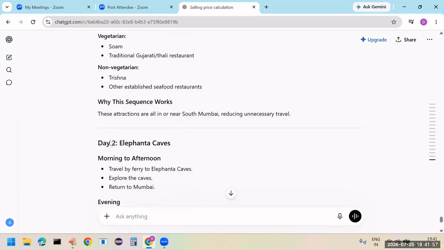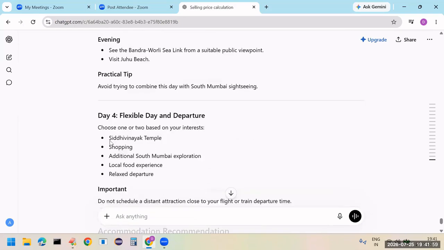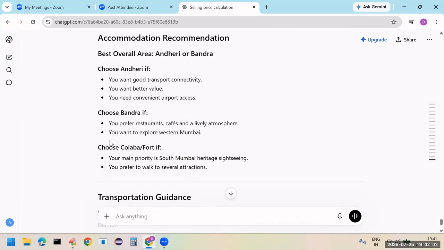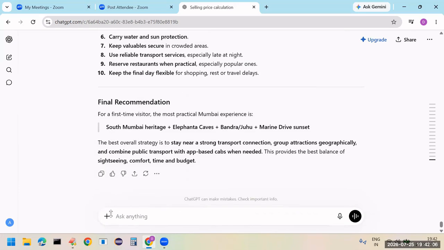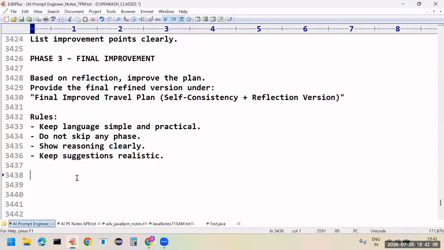Clear, friends? Yes, it is a very long response. Sir, is it a paid version? No, but it is giving the correct answer, right? So you understood the importance? Clear? Got it. Yeah.